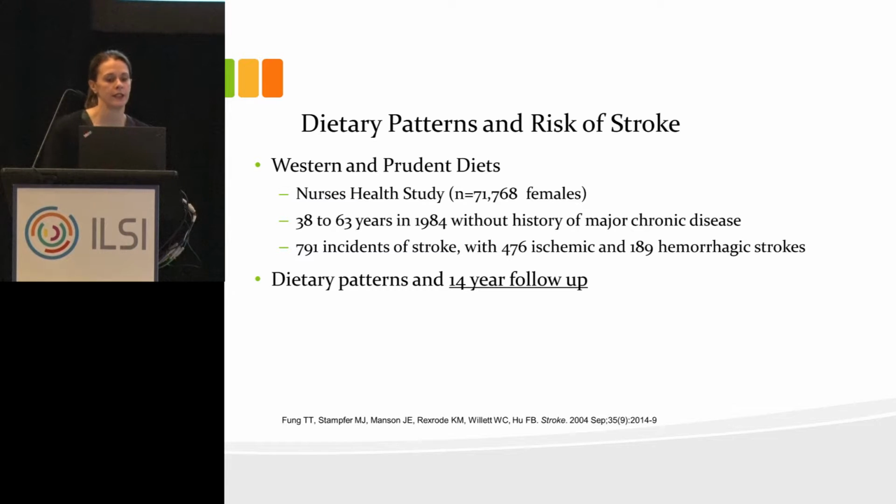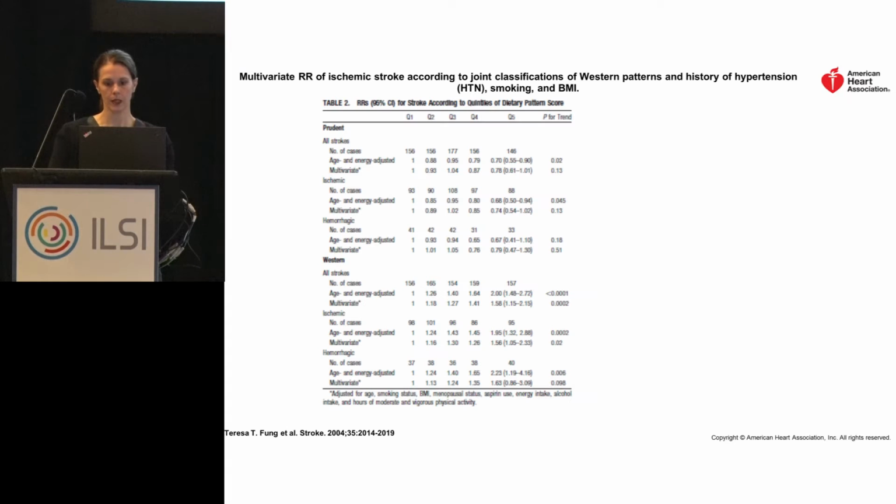Moving on to looking at stroke. Again, we're looking at the Nurses' Health Study here. This is looking at dietary patterns and 14 years of follow-up data looking at stroke as an endpoint. So you can see here, I've highlighted that the Western pattern was clearly associated with stroke, whether that be ischemic or hemorrhagic type of stroke, whereas there was no real protective effect observed for the prudent dietary pattern.